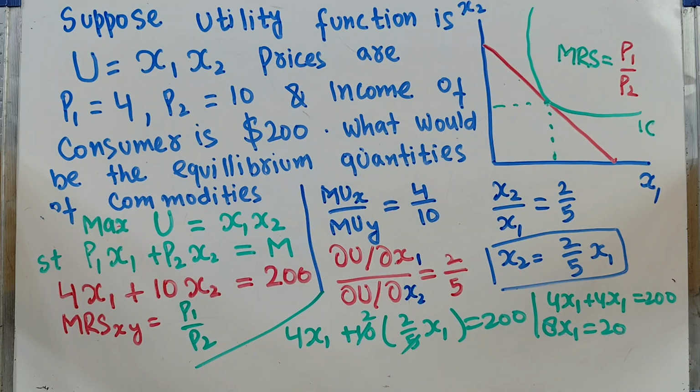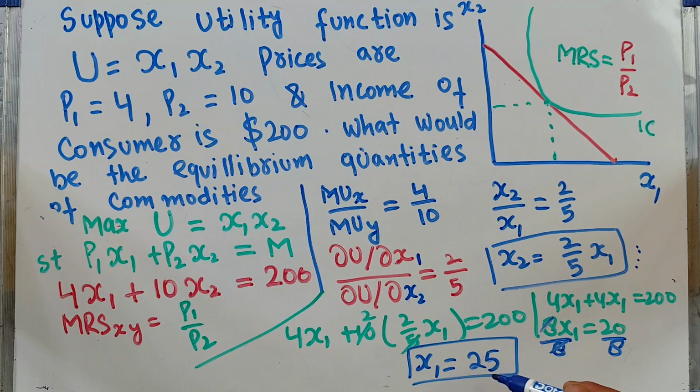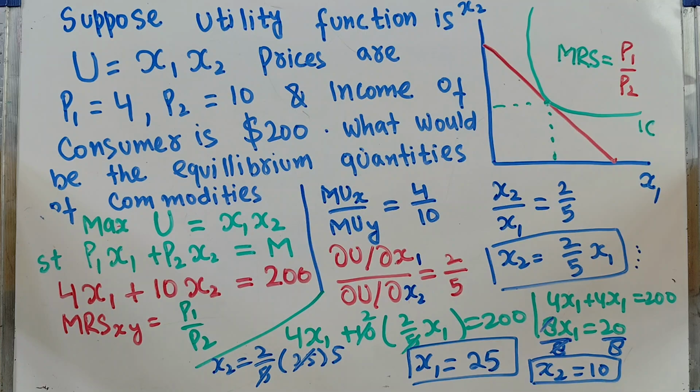The same terms can be added up, dividing both sides by 8. We get x1 equal to 200 upon 8, which is 25. That means the consumer will consume 25 units of good x1. To find out the units of good x2, plug x1 into this equation, so x2 will be equal to 2 upon 5 times 25. So 5 fives are 25, 5 twos are 10. So the consumer will consume 10 units of good x2 to maximize his satisfaction.